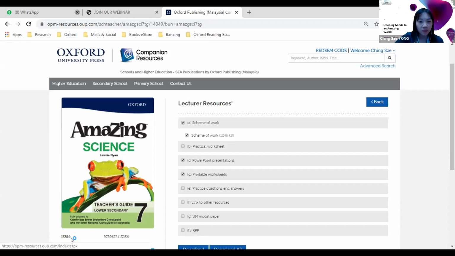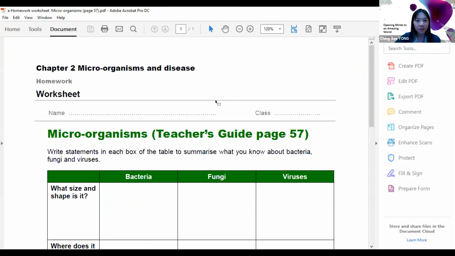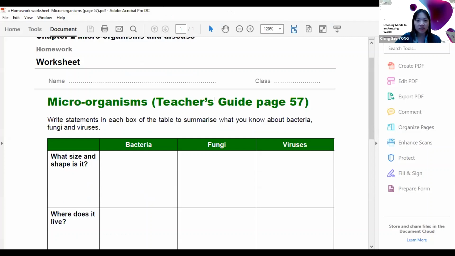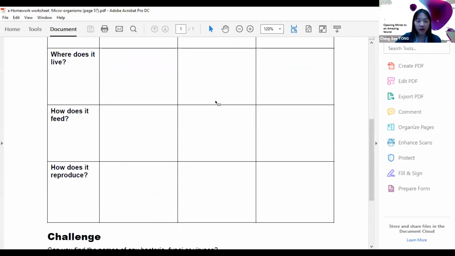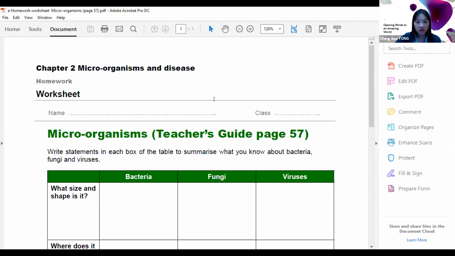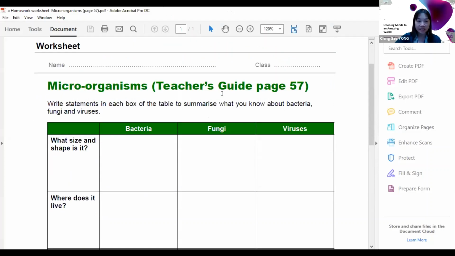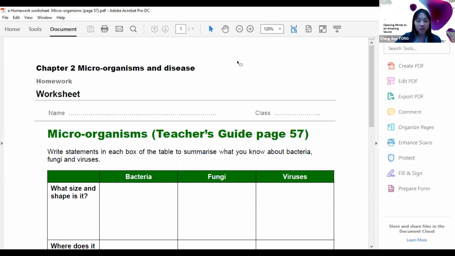I'll just share an example of a worksheet. Okay, so this is an example of a homework worksheet for microorganisms. If you are teaching microorganisms, these are some worksheets that you will find in the online resources, where you can just download them. These can be shared with your students in their Google Classroom, for example, and if you want them to be able to put in their answers, you are able to do this. So there are ample resources.